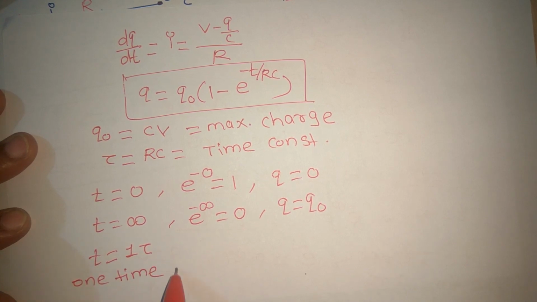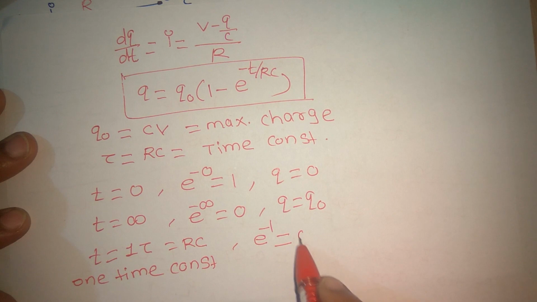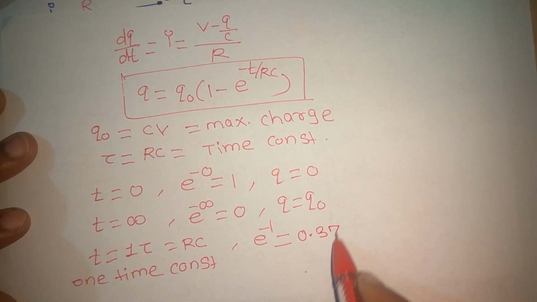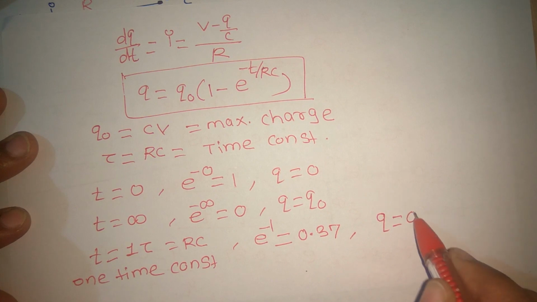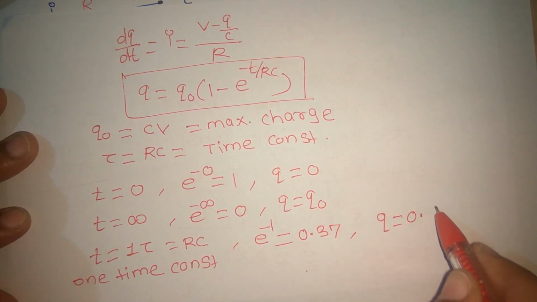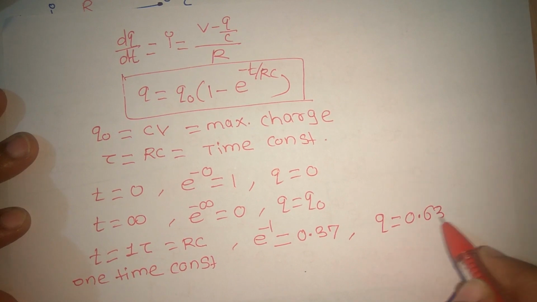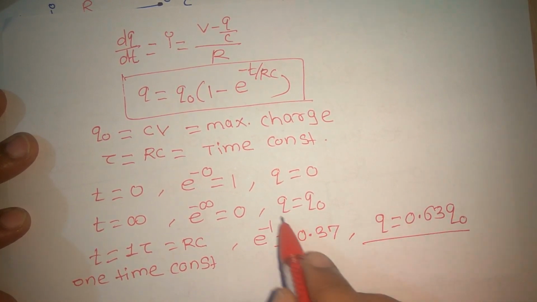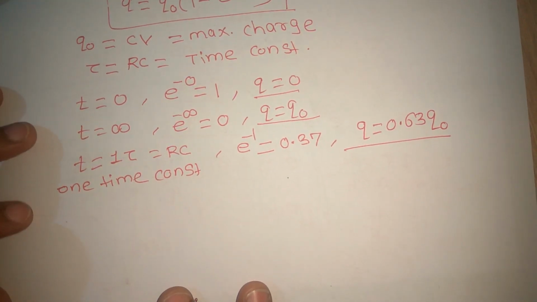So when the value of t is one time constant, that is nothing but RC, what is e? e is nothing but minus 1. So e power minus 1 is nothing but 0.37. Put this value in the equation of charge, we get 1 minus 0.37, which is 0.63 q naught. So these are the different values of the charge at different conditions. From this we can draw a graph.